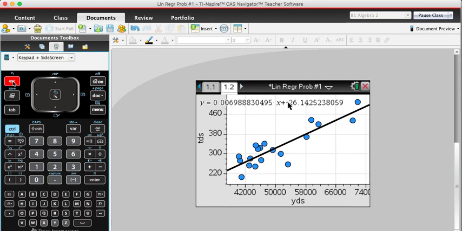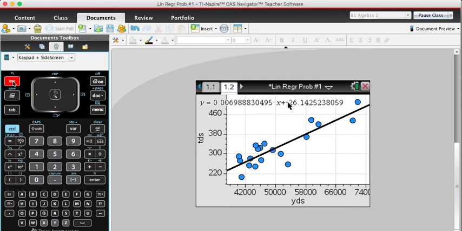So if I actually want to be able to use this equation and say, okay, what if somebody throws for 10,000 yards, approximately how many touchdowns would they have? I can't do that way right here. I can't have the calculator find that for me. So we have to go back to the first page.